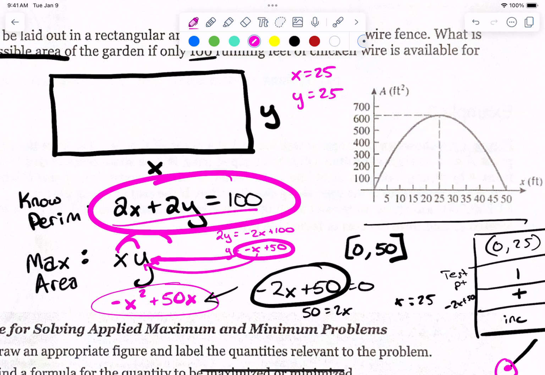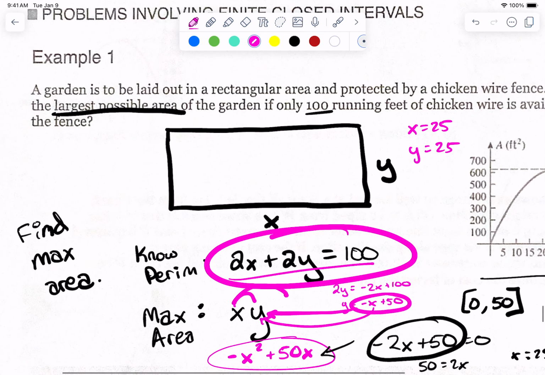Wait, do we have to find the max though? Or is that the max amount of area? So here's the deal. This is the x and y that will yield the maximum area. We haven't found the maximum area yet. So let's see what they're asking for. What is the largest possible area? So we're not done yet. We found the dimensions that will give me the maximum area, but what is the maximum area?